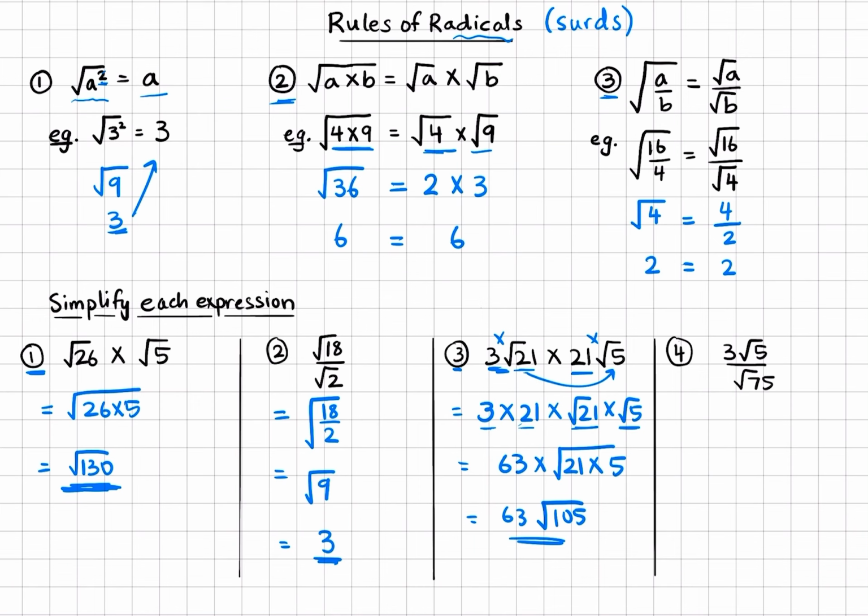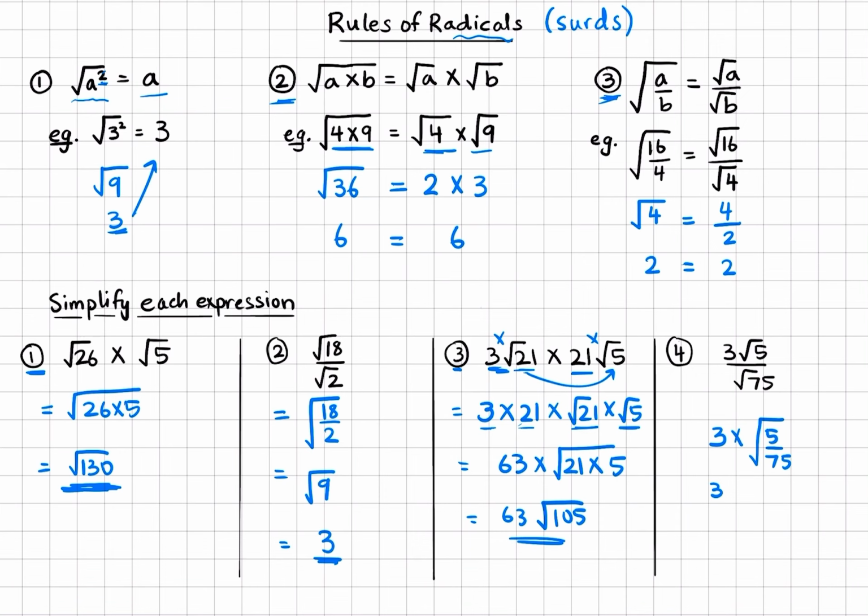Right, last one for this video. 3 square root 5 divided by square root 75. Again, I see 3 right next to square root 5, which means they are multiplied. Okay, so what I can do here to start is bring these two square roots under one square root using rule number 3. So this is 3 multiplied by square root of 5 divided by 75. Okay, and the next thing I can do is divide 5 by 75.